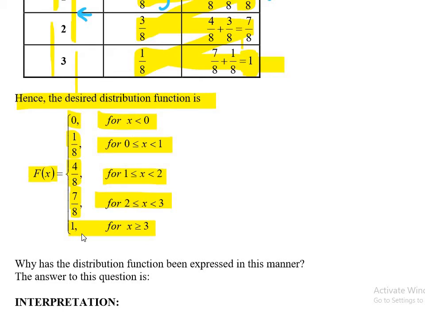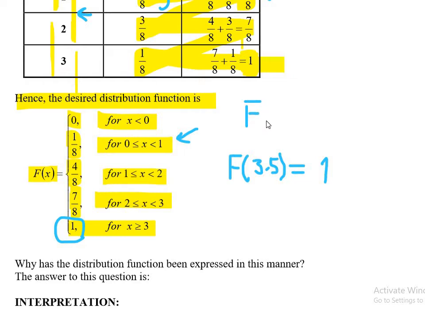If I pick any Fx, let's say I want to find what is F at 3.5. If I pick any Fx at 3.5, it means it contains all the values less than or equal to 3.5. I know that below 3.5 I have 0, 1, 2 and 3. So I have to add all of them. So it has to be equal to 1. I know that, right? And the same thing is coming from here. It is 1.